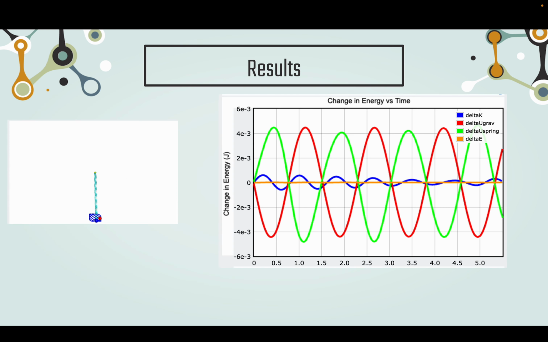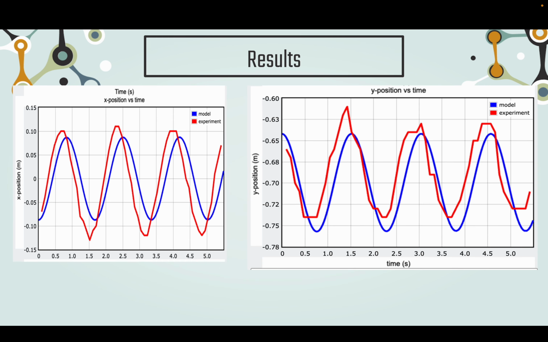Here are the results of my code. The blue demonstrates the change in kinetic energy, the red shows the change in gravitational potential energy, the green shows the change in the spring potential energy, and the orange shows the change in total energy. The total energy is the horizontal line at the 0 mark to show that the energy is conserved and the energy principle applies.